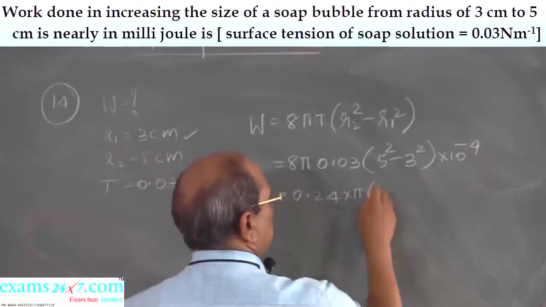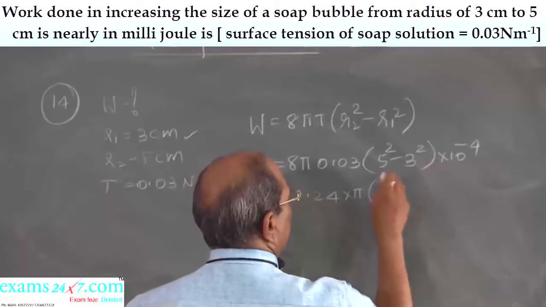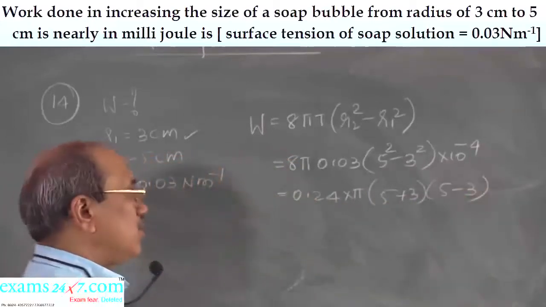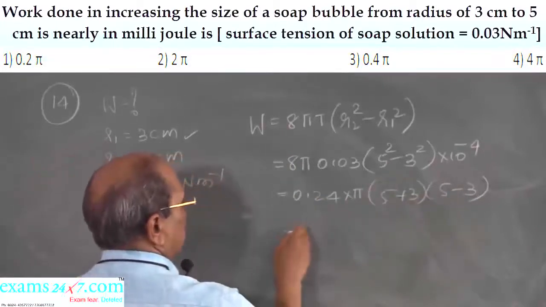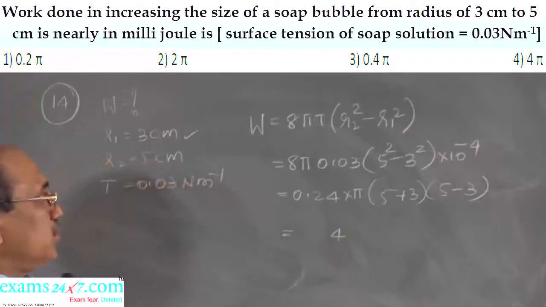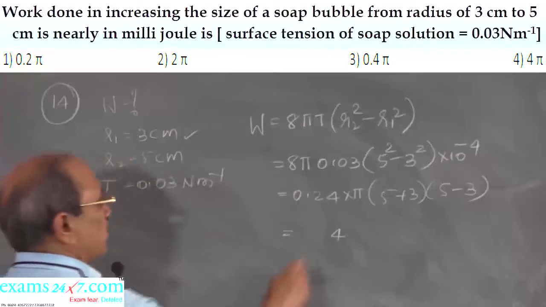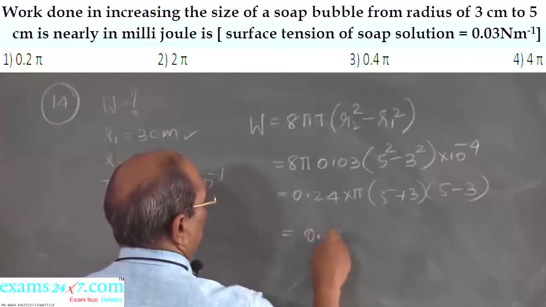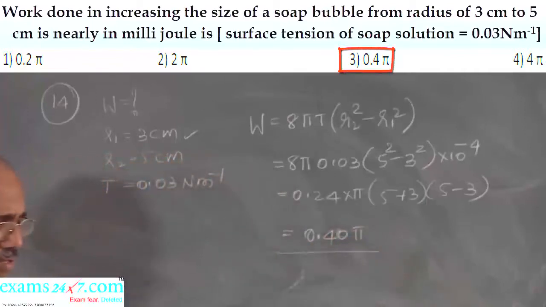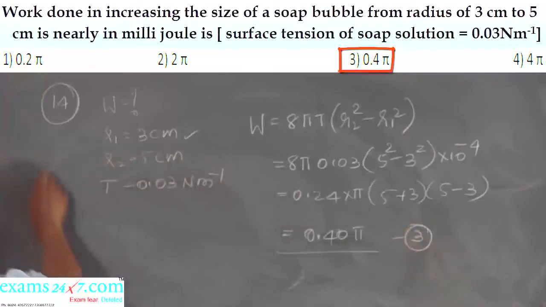A square minus b square we split as a plus b into a minus b to simplify. 5 plus 3 into 5 minus 3. 8 into 2, 16. 16 4s are 64. Again 16 2s are 32 plus 4, 38, around 0.40 pi. The option available is the third. Say level 3.